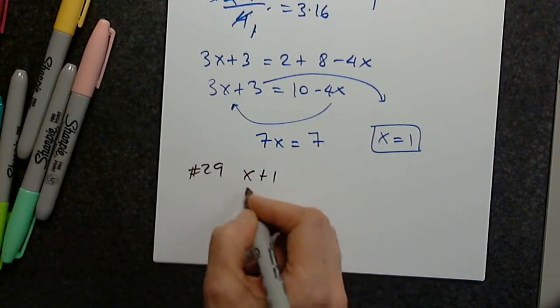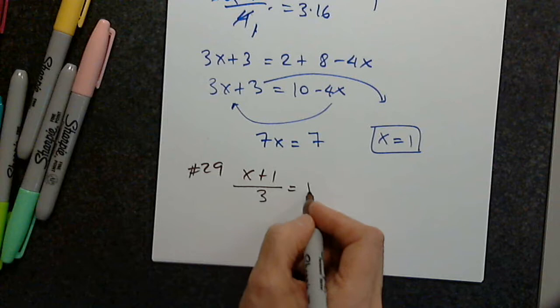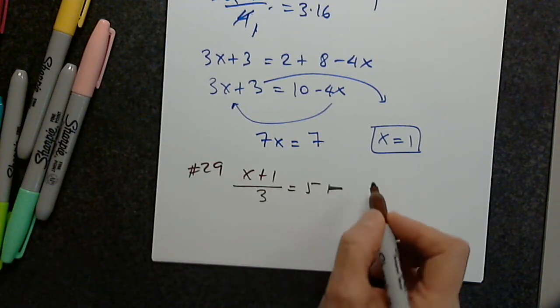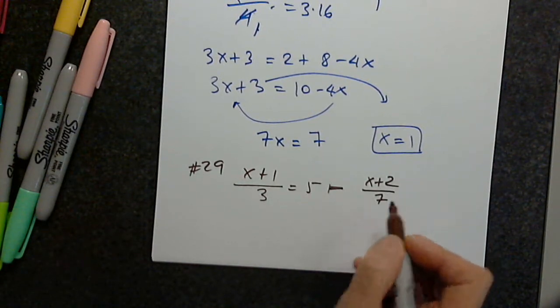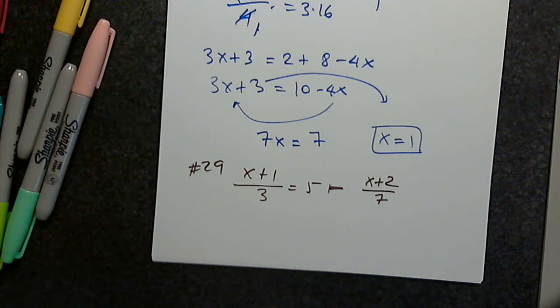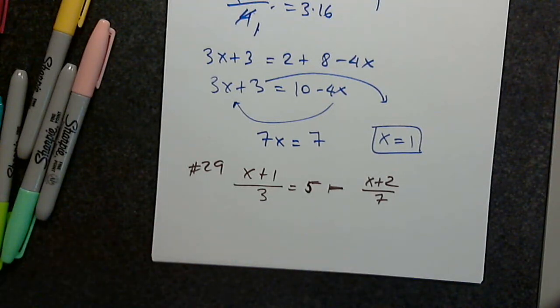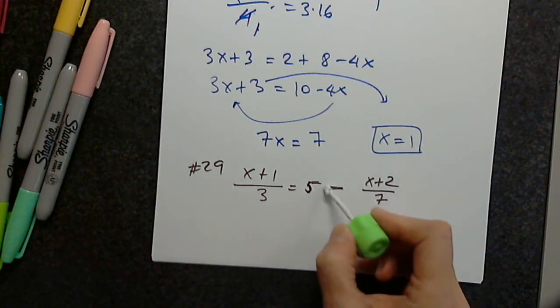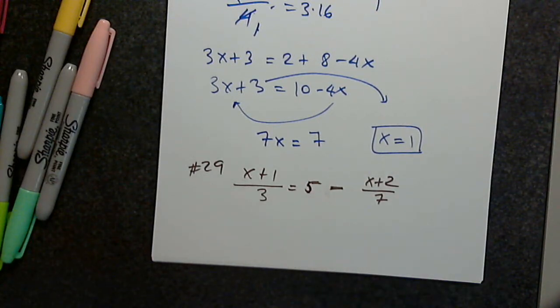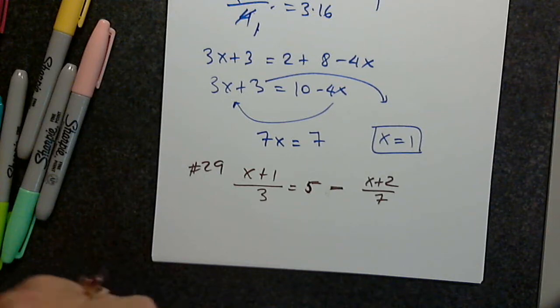That is x plus 1 divided by 3 equals 5 minus x plus 2 divided by 7. Is that minus? Yeah, by mistake I wrote plus, but it's minus. Okay. I just erased it. Okay, so the same idea.